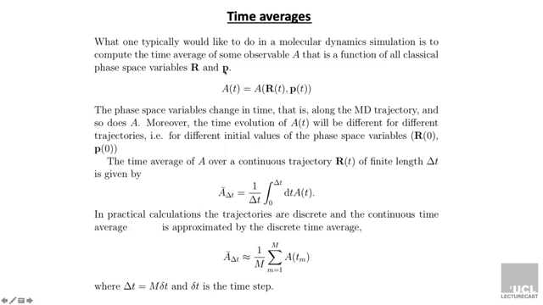So these observables can be, let's say, energy, or they can be magnetization, or polarization, or charge, anything that is a function of the phase space variables. And since the phase space variables change in time, so do the instantaneous values of these observables A. So A is a function of t.